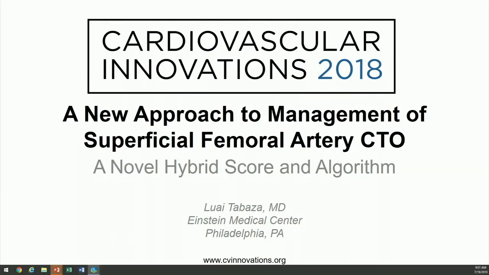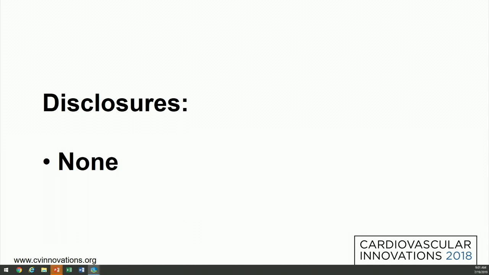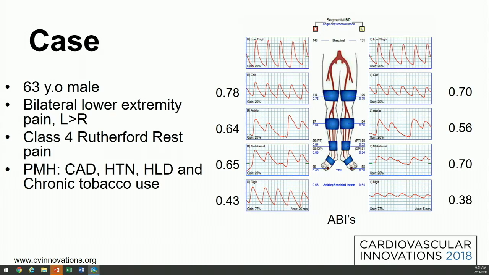Today I'll be presenting a new approach to management of SFA CTOs, a novel hybrid score and algorithm. I have no disclosures. This is a 63-year-old gentleman who presented to us with bilateral lower extremity pain. He had Rutherford class 4 rest pain.